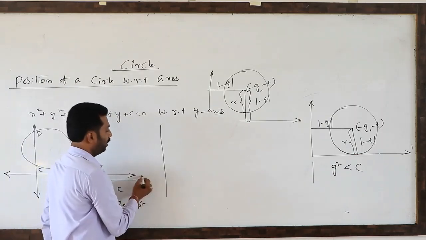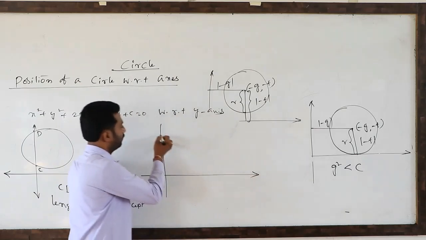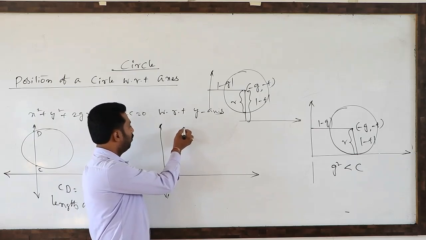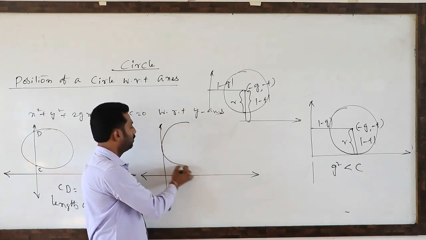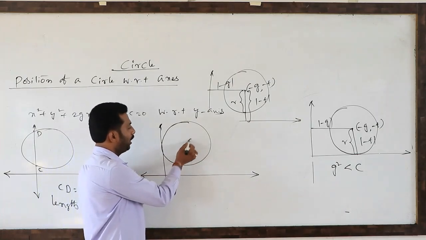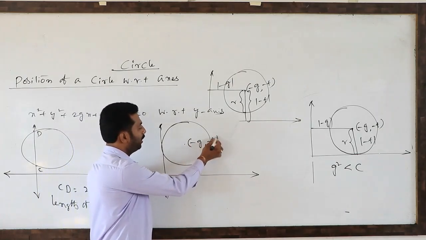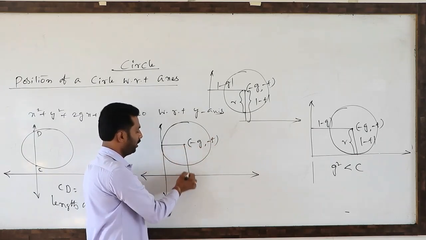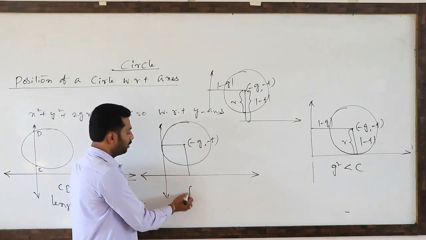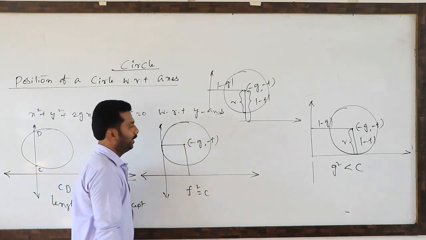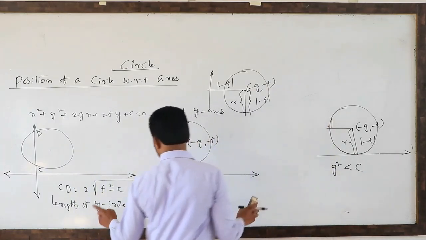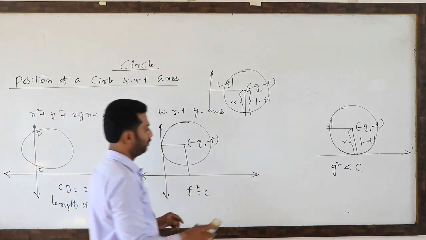Next, touches the y-axis. Suppose a circle touches the y-axis like this. So this is the case: center minus g comma minus f. This is modulus of minus g. This is modulus of minus f. So touching is nothing but f square equal to c. Next, intersecting is nothing but f square is greater than c.